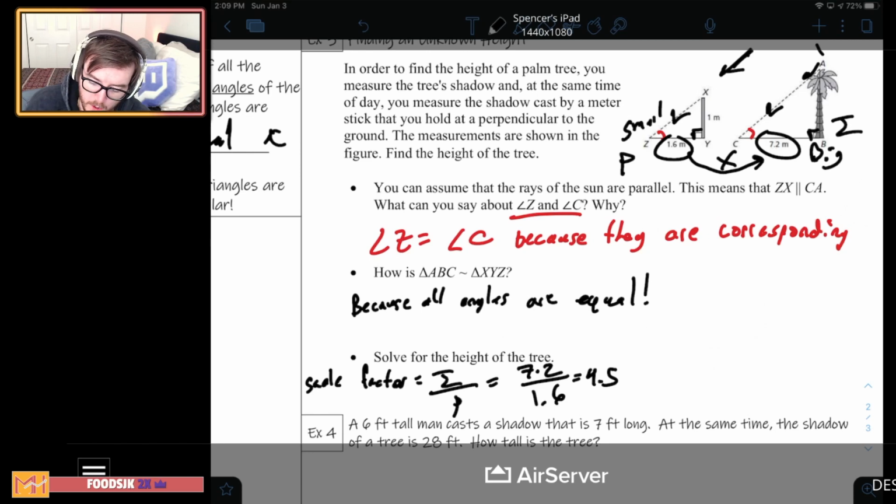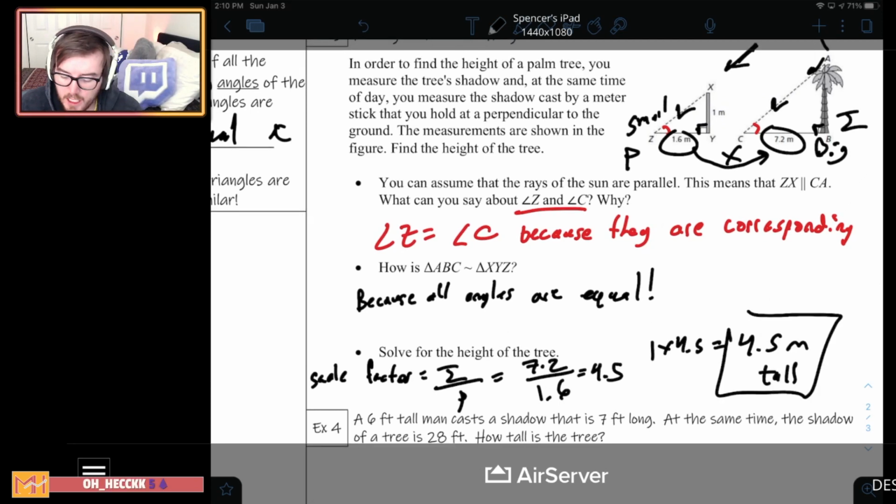What do we do with it? Well, everything is 4.5 times as big. Not 2 times as big or 3 times as big. It's 4.5 times as big. So what's the height of the tree? Well, you take the meter stick and multiply it by 4.5. Oh, well, 1 times 4.5 is simply 4.5. The height of the tree is 4.5 meters tall, which is what? Like 13, 14 feet. So, I mean, that's a decent sized tree.